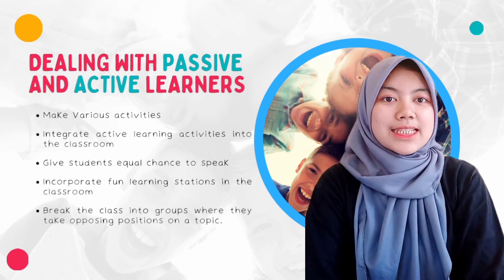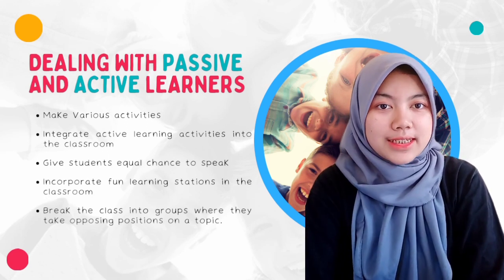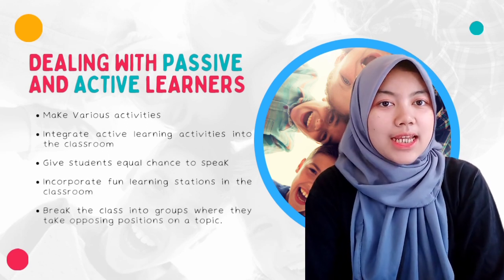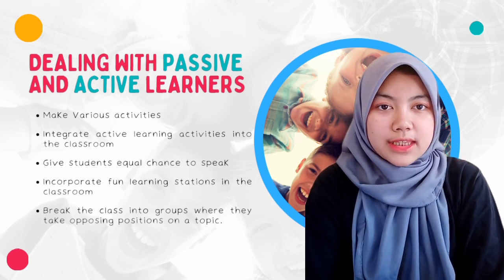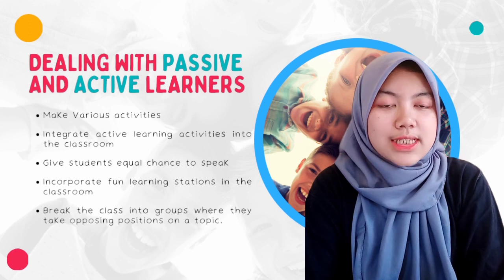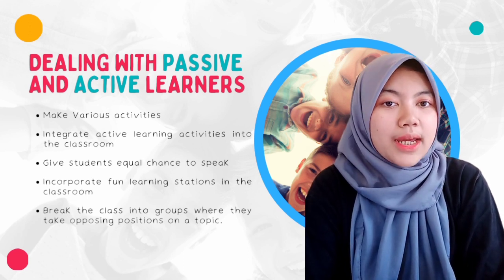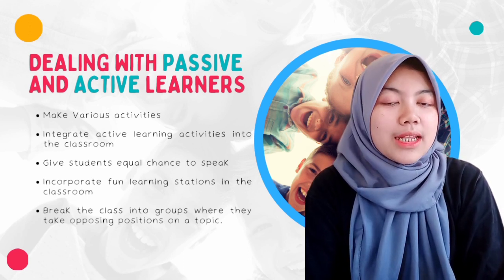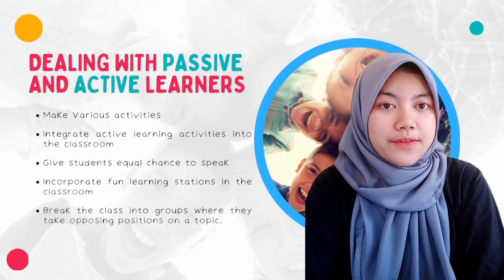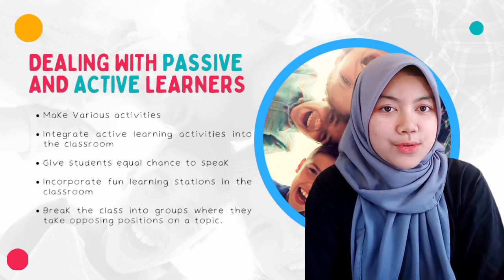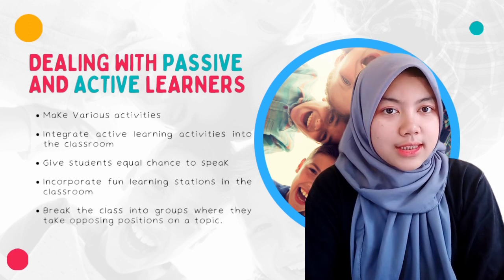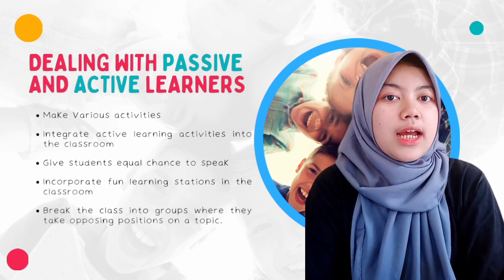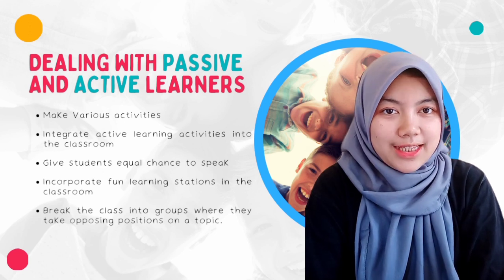Okay, the first is dealing with active and passive learners. Number 1, make various activities. The teacher gives a lot of activities so that students don't easily get bored and make learning active. Number 2, integrate active learning activities into the classroom. The activities such as acting, small group work, and hands-on activities.